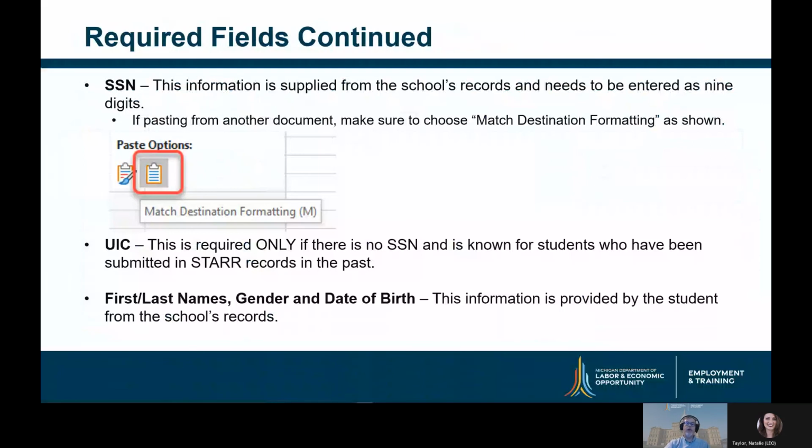Please notice the unique identification code, known as UIC, is required only if there is not a Social Security number, and is known for the students who have been submitted to the Student Transcript and Academic Record Repository, known as STAR, in the past. Also, first and last names, gender, and date of birth should be provided by the student to the school.